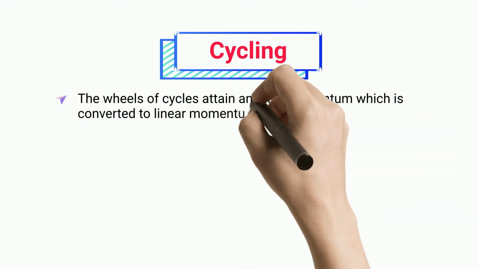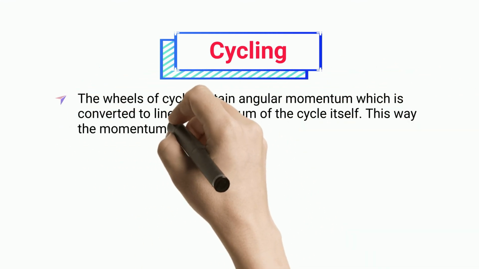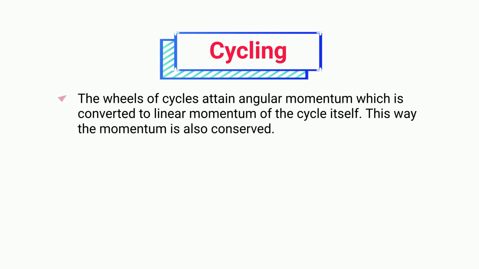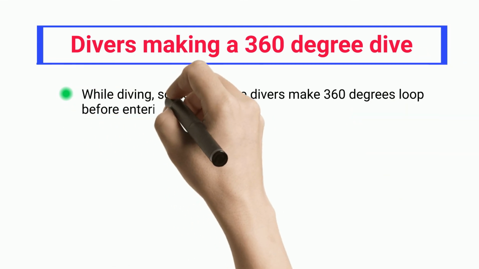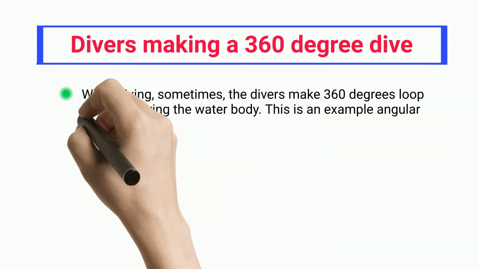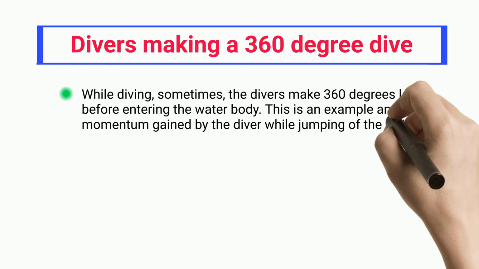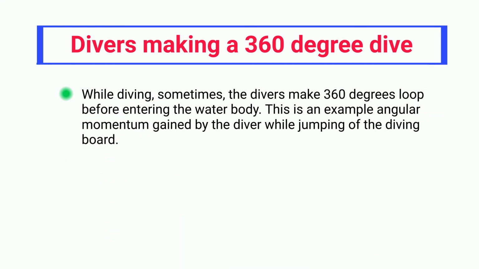Cycling. The wheels of cycles attain angular momentum, which is converted to linear momentum of the cycle itself. This way the momentum is also conserved. Divers making a 360-degree dive. While diving, sometimes the divers make a 360 degree loop before entering the water body. This is an example of angular momentum gained by the diver while jumping off the diving board.